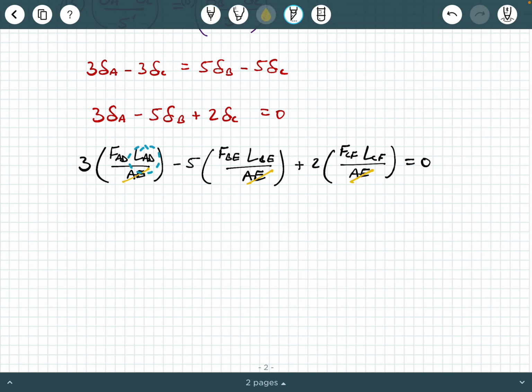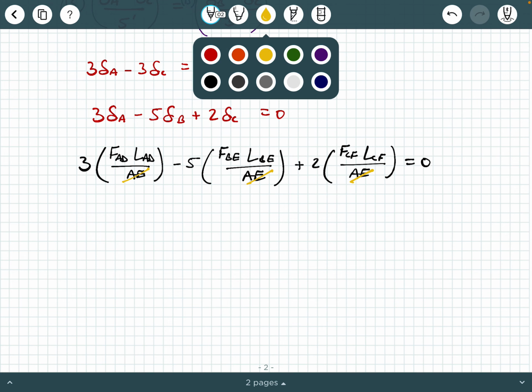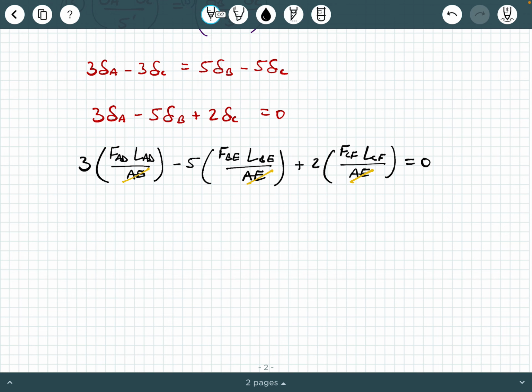And do we know these lengths? Absolutely. We know the lengths of those rods. If you pause the video and rewind, or you look at your paper, you were given those lengths. So we can substitute those lengths in, and this equation becomes the following. We end up with 9 FAD minus 15 FBE plus 4 FCF equals 0. Again, pause the video, make sure you are getting these values that I'm getting.